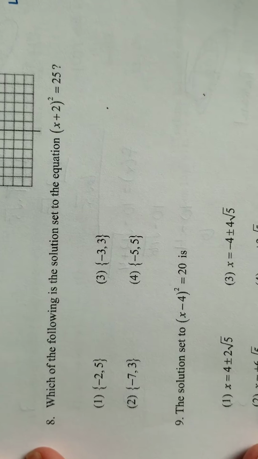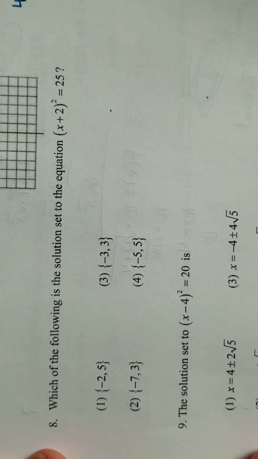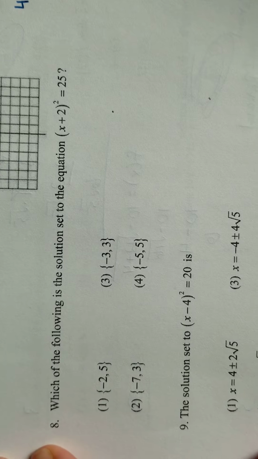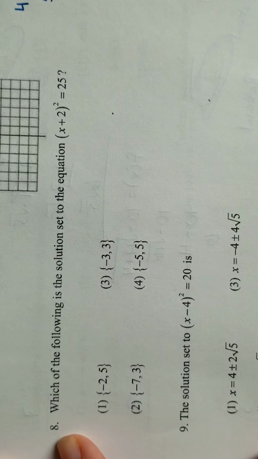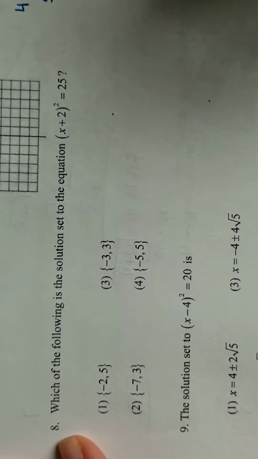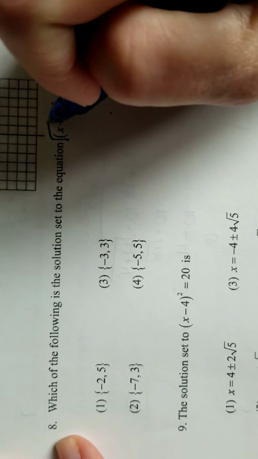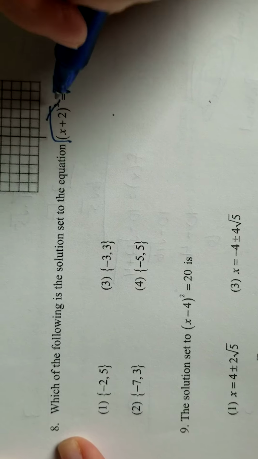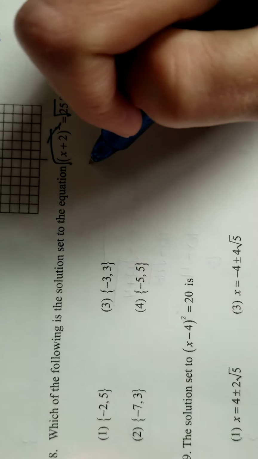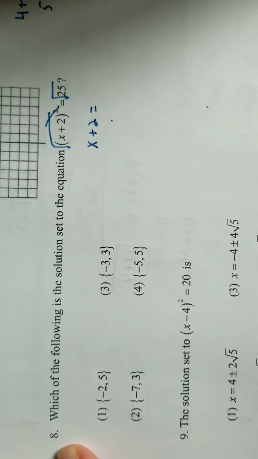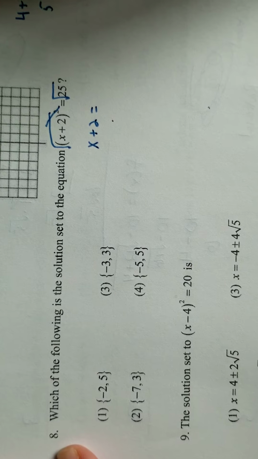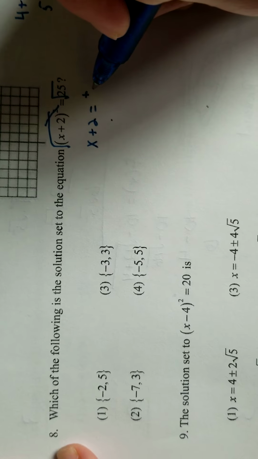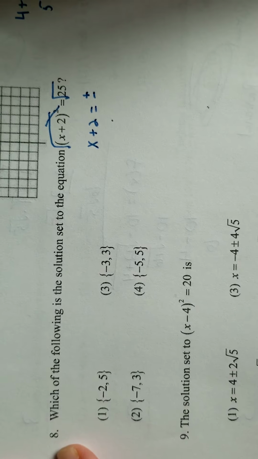Number 8. Which of the following is a solution to the set x plus 2 squared equals 25? So there's several ways that we can simplify this. One of the easiest ways is if we take the square root of both sides, and the square root symbol and the exponent of 2 cancel each other out. So that leaves me with an x plus 2. Remember that when you take the square root of both sides of an equation, you're going to have a positive square root and a negative square root.